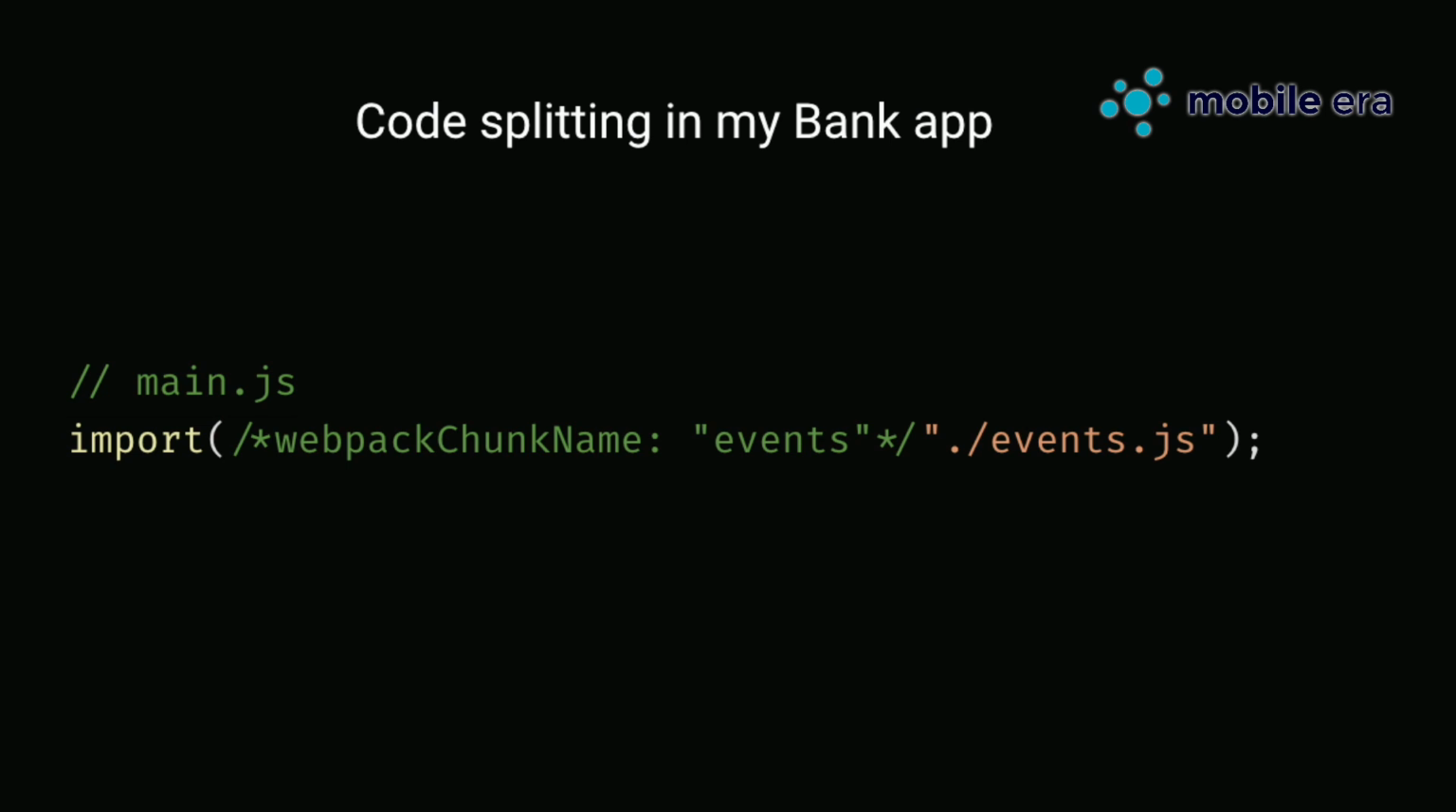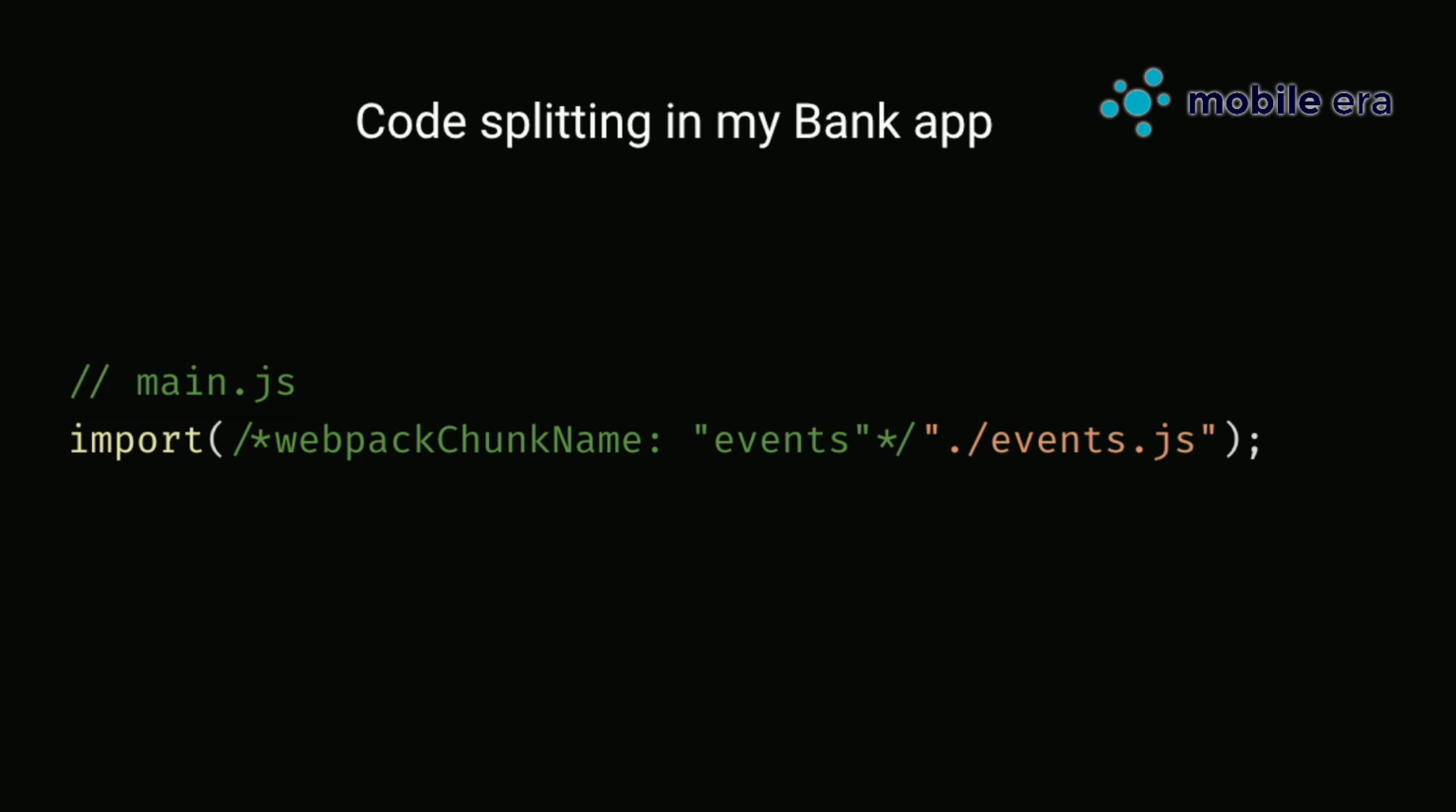I did the dynamic import for the events, because the events is not something my users will see as soon as they open the page. But I only want to import it once everything else finishes. So I just do a dynamic import to events. So I give more priority to the accounts, and I remove the events from the main chunk, from the main JavaScript file, and I only load it once everything else has loaded.